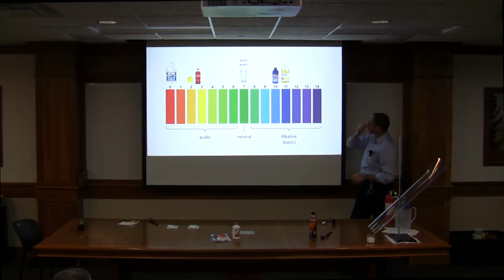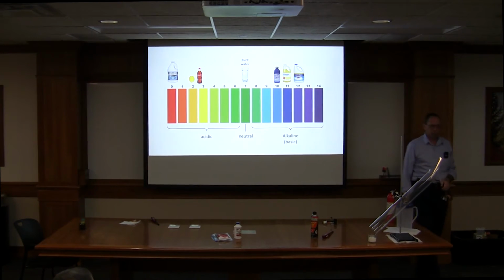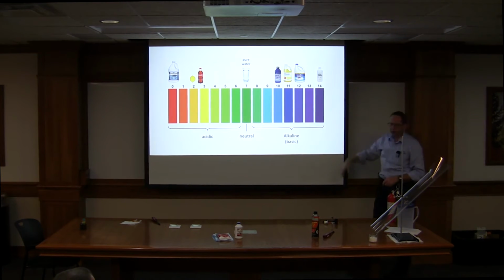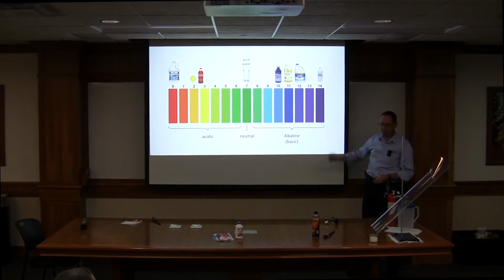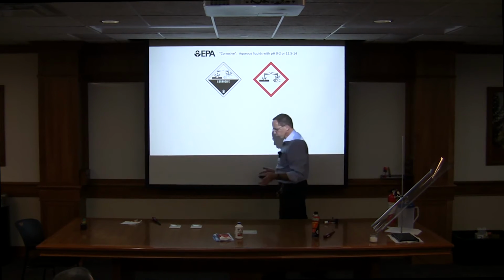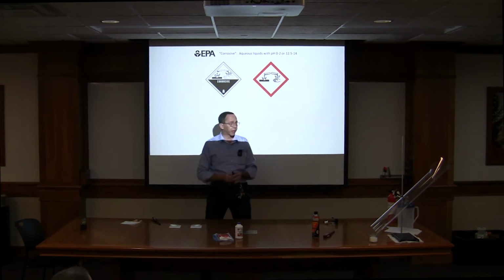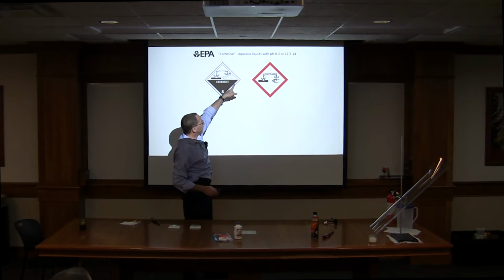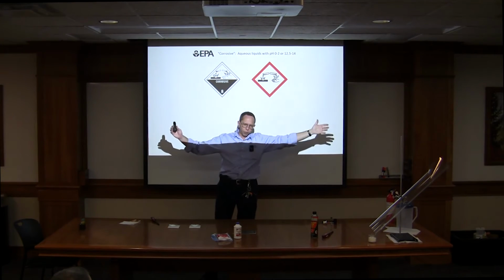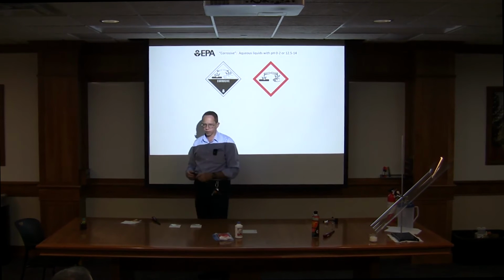Keep going up. Ammonia is about 11, bleach is about a 12, and then way up on the high end you get lye, sodium hydroxide, drain cleaner, those kinds of things, about a 14. So, under the EPA rule, because they have to draw the line somewhere, they say that if you have an aqueous liquid, if the pH is below 2 or above 12.5, it's considered corrosive.